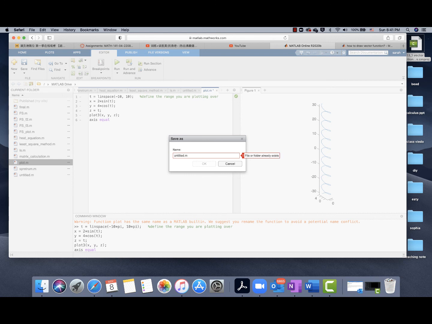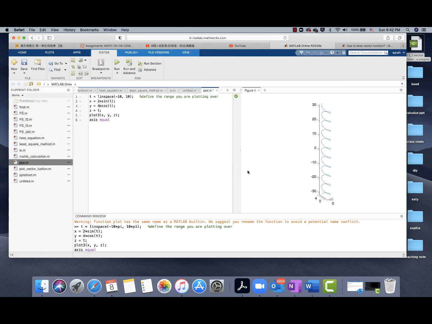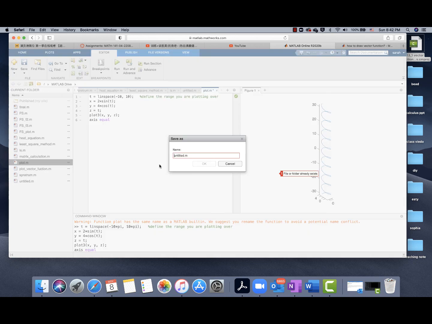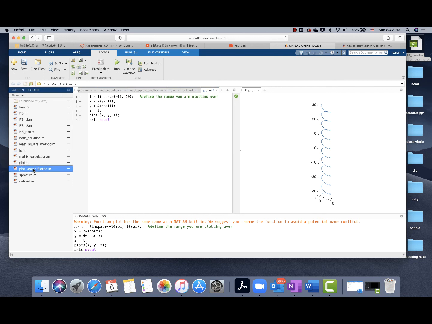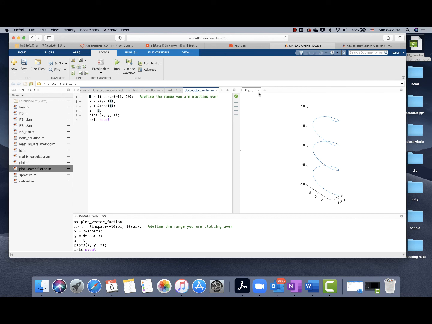Give it any name. For example, let's say we plot one vector function. Okay, something is wrong. Let's run this. Actually, this is the graph, the right side. Okay, so I'm going to run this again.